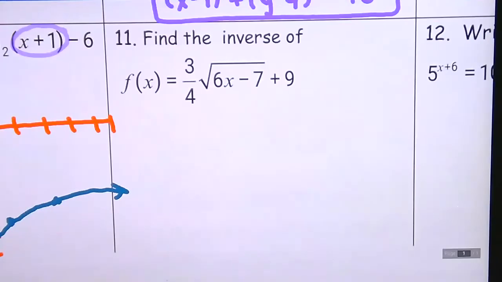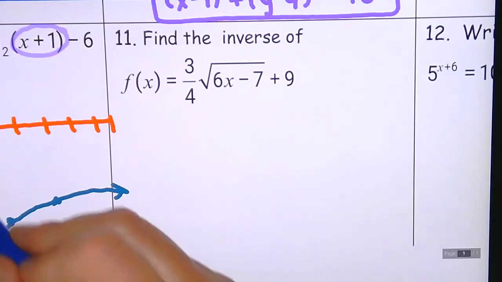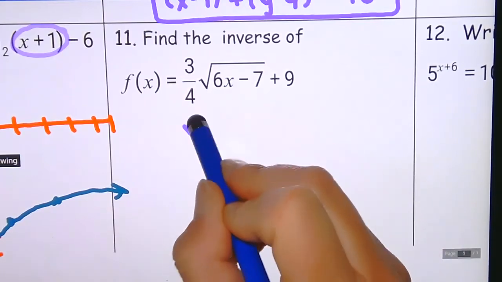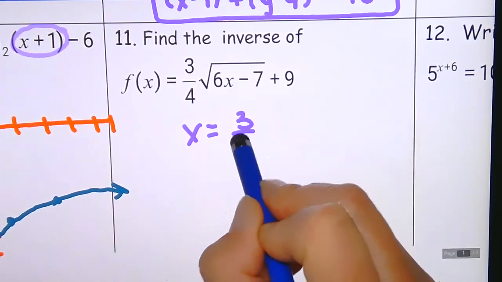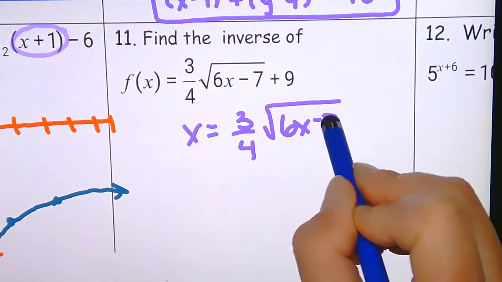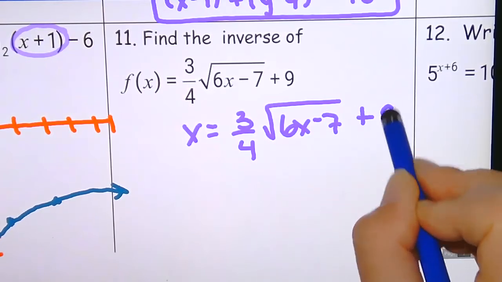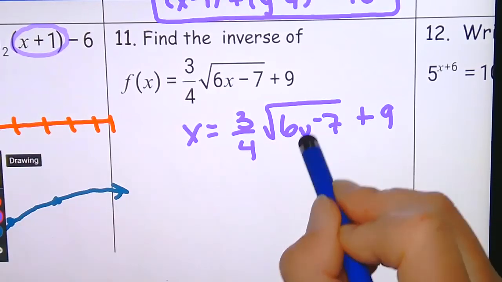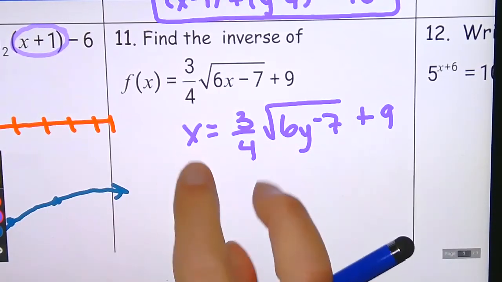Okay, number 11, inverse. So for the inverse, again, I'm going to switch my x and y. So x is equal to 3/4 square root of 6x minus 7 plus 9. Sorry, I did not switch my x to a y. I need to do that. Okay, so I switch my x and y.